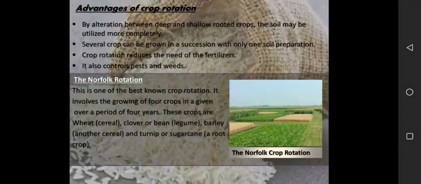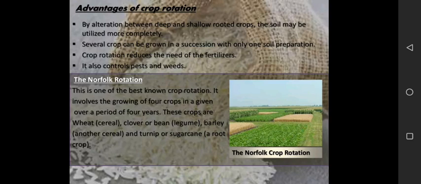Now let's study the advantages of crop rotation. First, by alternation between deep and shallow rooted crops, the soil may be utilized more completely. Second, several crops can be grown in succession with only one soil preparation. Third, crop rotation reduces the need for fertilizers. And last, it also controls pests and weeds.